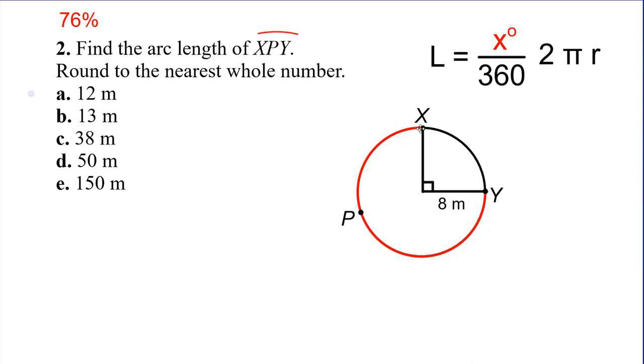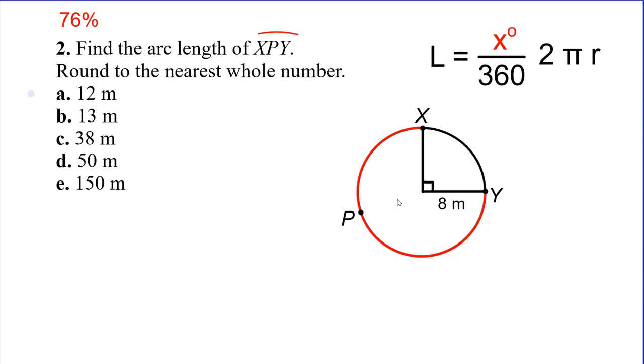So starting at X, go the shortest distance to P, which would be going counterclockwise, and then go all the way around until we get to Y, and that's going to be the end of our arc. So you want to know the length of this part here. Right off the bat, the 90 degrees is not what we're going to use. We're going to use the 270 degrees. So we have to do 360 minus 270.